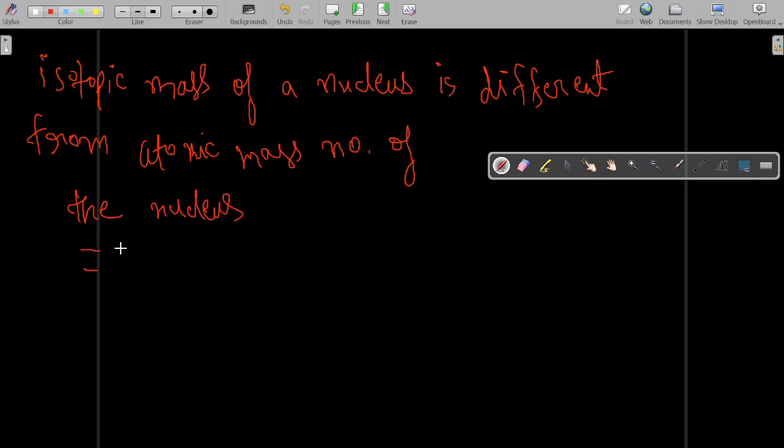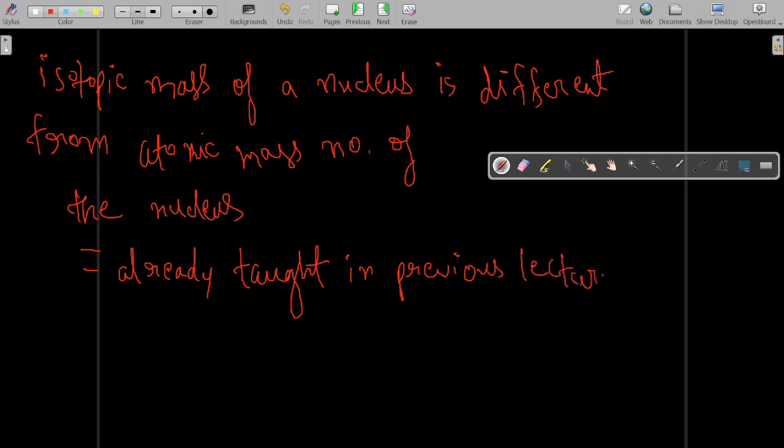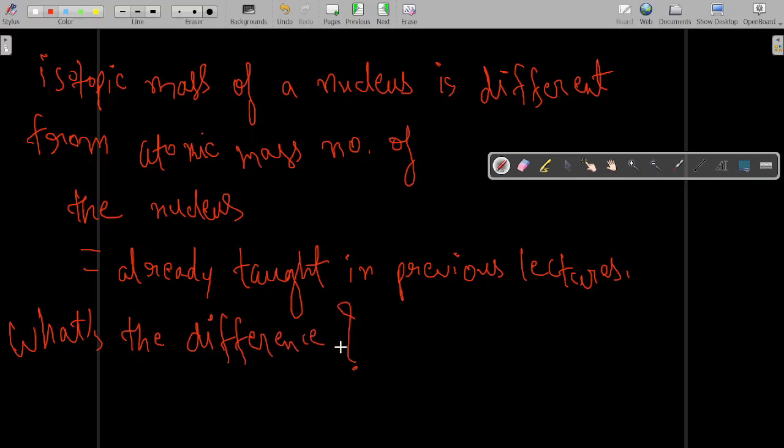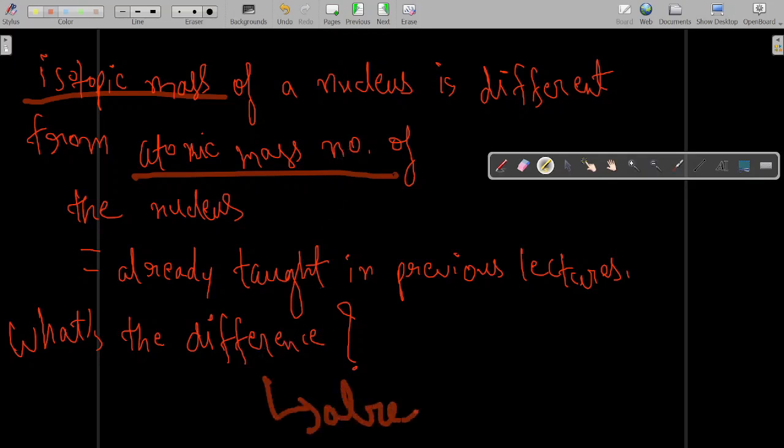This particular fact has already been taught in previous lectures. So you should watch the previous lectures to learn what the difference is between the isotopic mass of a nucleus and the atomic mass number of a nucleus. That has already been taught.